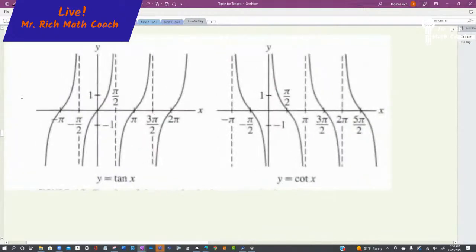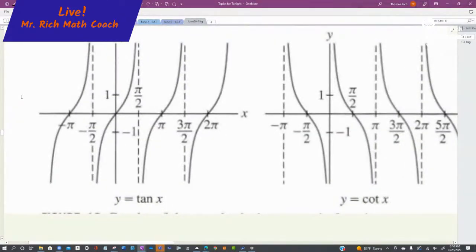Here's tangent and cotangent. Not a bad idea to remember these graphs. One of the big differences between sine and cosine is the fact that the period of tangent and cotangent is only 180 degrees versus 360 degrees. But notice that when we're going through the entire unit circle from 0 out here to 2 pi, there are 2 places in the unit circle, one at pi over 2 and one at 3 pi over 2, where tangent does not exist, because I would be dividing by 0.